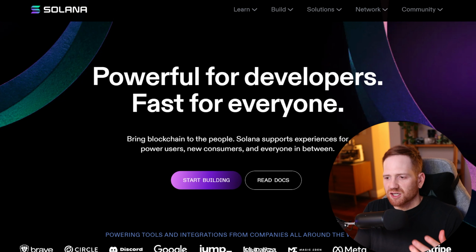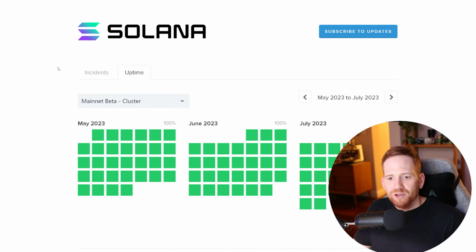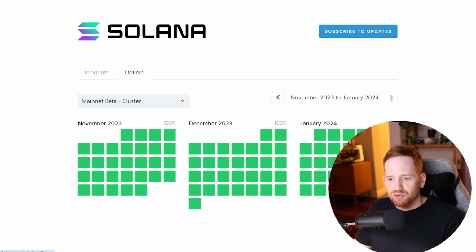A lot of things clouded Solana during the bear market, particularly being associated with Sam and FTX, who was one of the biggest bulls on Solana, as well as people often believing that Solana was centralized and the network just didn't function as it was crashing all the time. You can see now there are over 2,900 Solana nodes and a Nakamoto coefficient of 21. This is a way that you can measure the decentralization of blockchains. We can also see that the Solana network has been incredibly stable. Even looking back at May, we have green bars across the board.